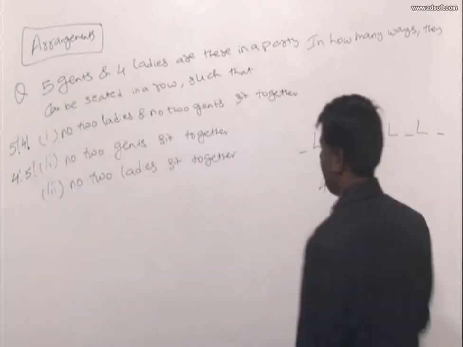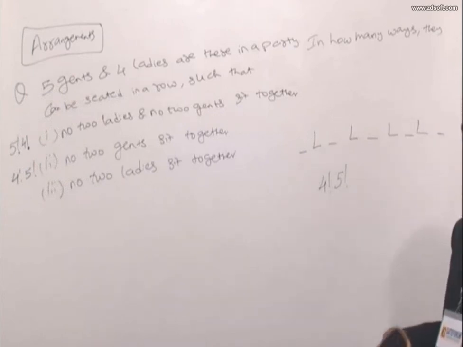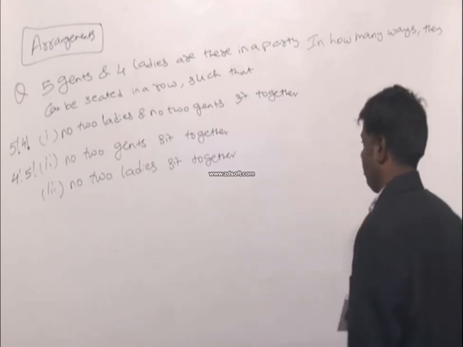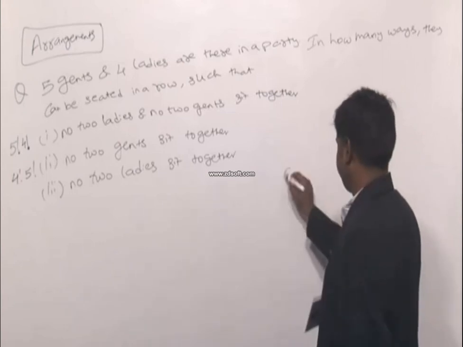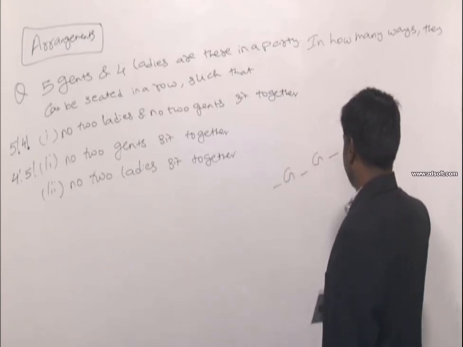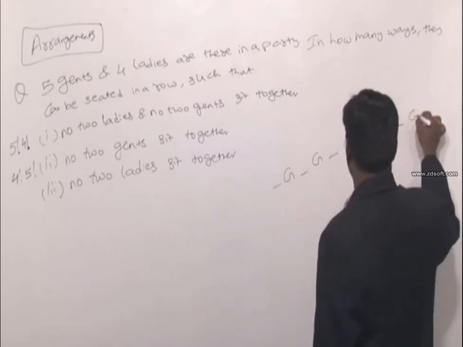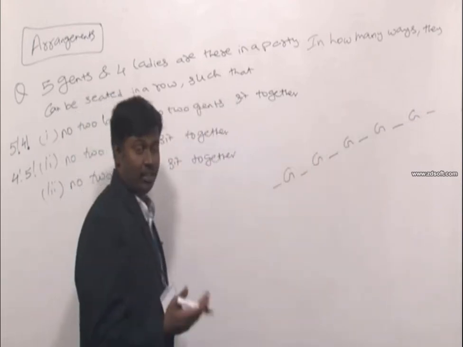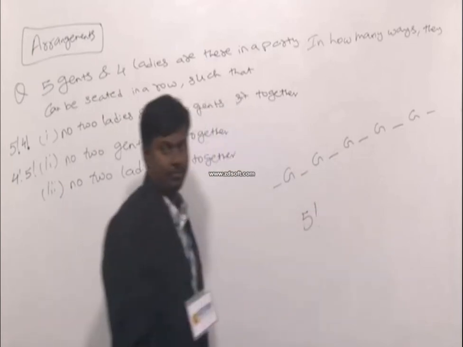By the way, what is the logic we have used for the second case? If no two gents sit together, let us make ladies sit with gaps in between. Similarly, if no two ladies would like to sit together, then let us make gents sit with gaps on left and right hand side. One, two, three, four, 5. So 5 gents, 5 positions. So they can be seated in 5 factorial ways happily.